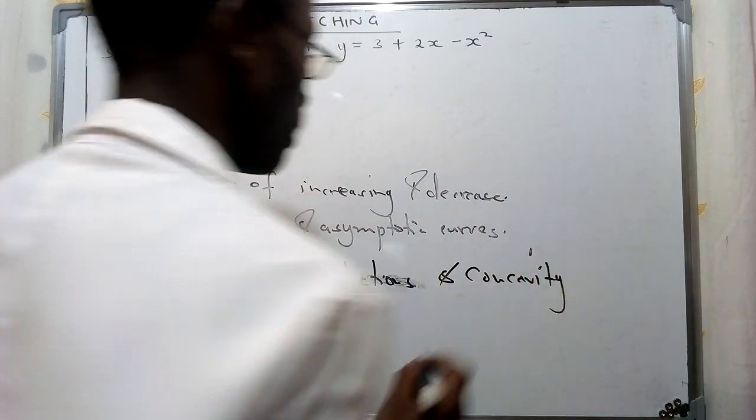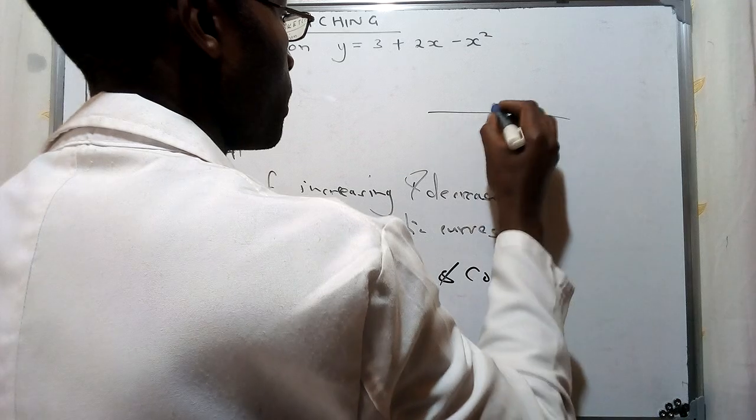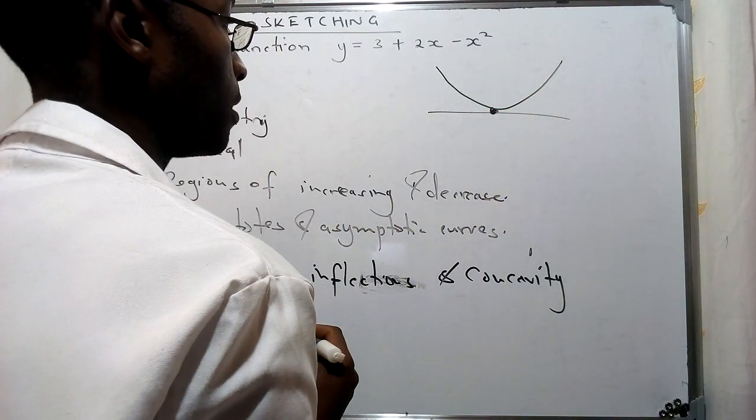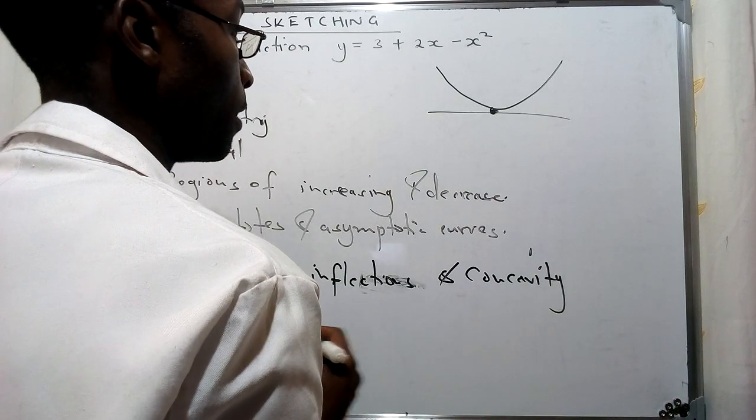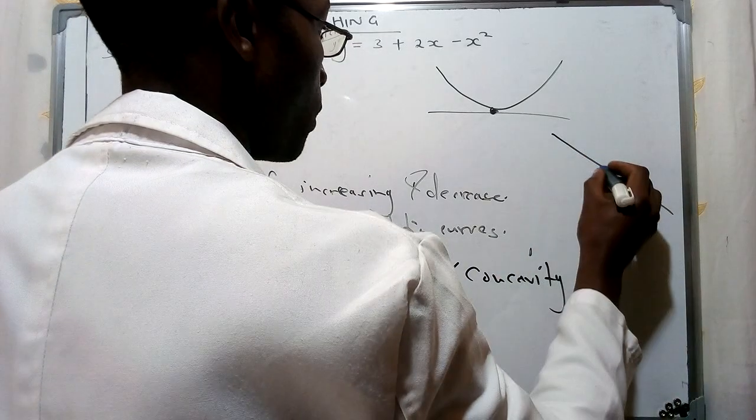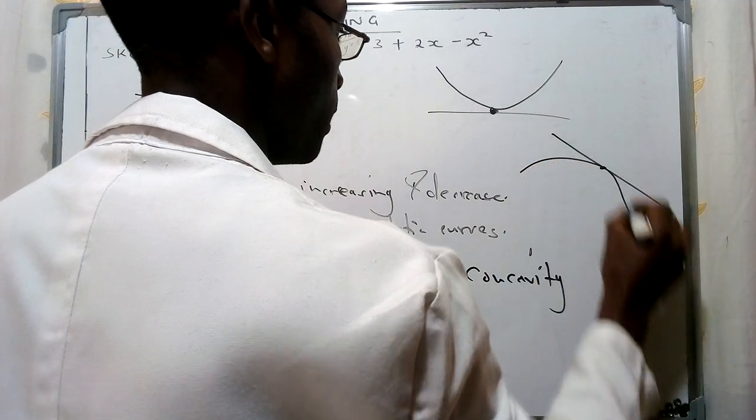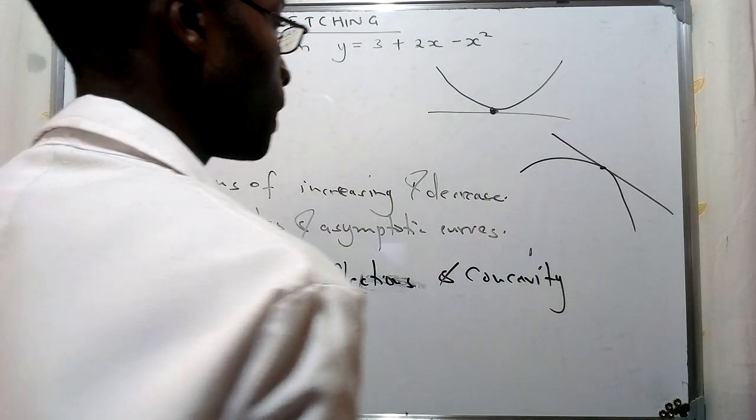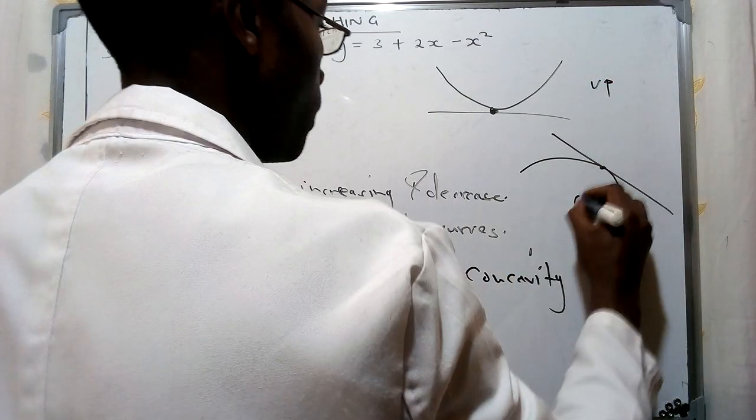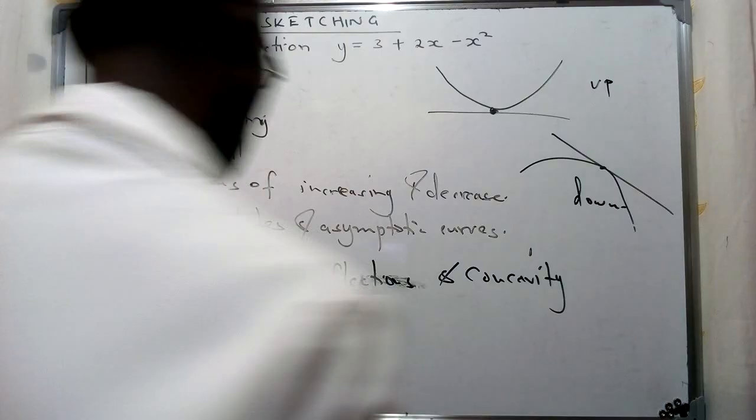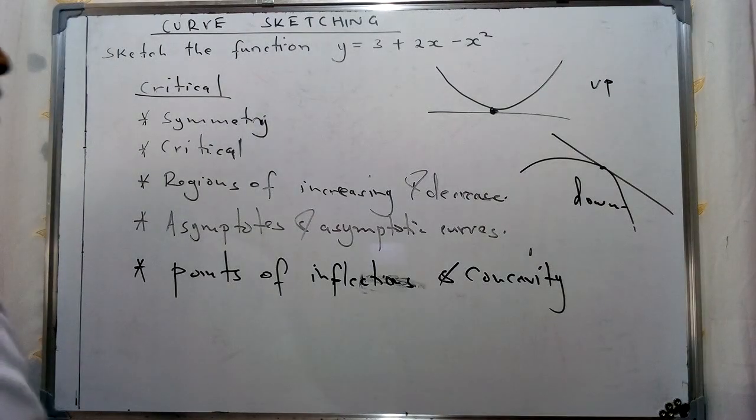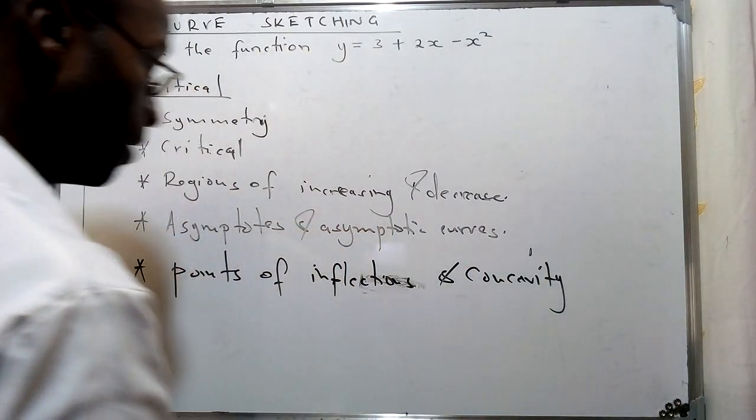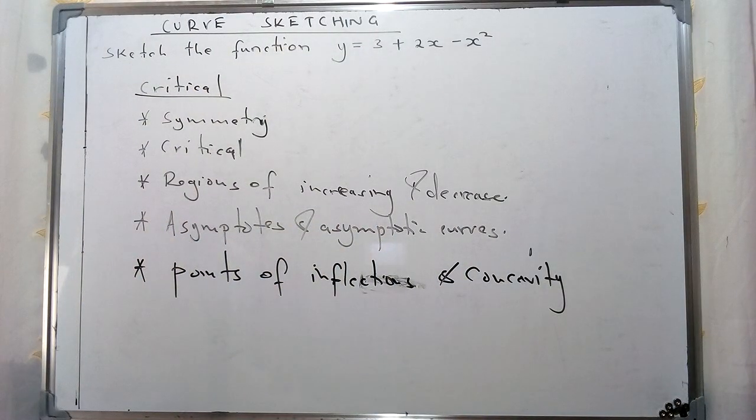In this case, concavity refers to this: if we have a critical point at this specific point, we're going to have a curve going as such. And if we have another critical point at this point, we're going to have another concave graph or function given as such. So we're going to have either an up or down concavity. For us to describe this kind of curve sketching, we need some knowledge to interpret the points of inflection and concavity.